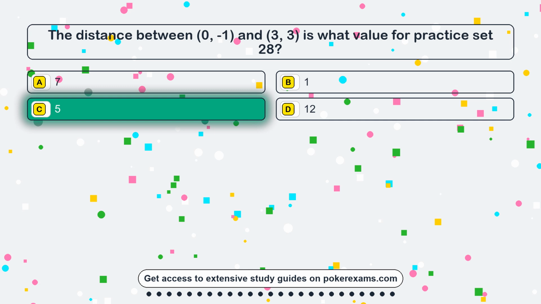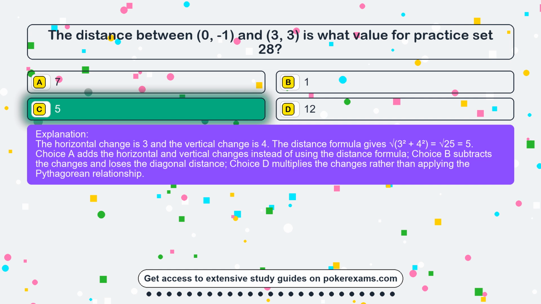The correct answer is option C, 5. The horizontal change is 3 and the vertical change is 4. The distance formula gives the square root of 3 squared plus 4 squared, equals the square root of 25, equals 5. Choice A adds the horizontal and vertical changes instead of using the distance formula. Choice B subtracts the changes and loses the diagonal distance. Choice D multiplies the changes rather than applying the Pythagorean relationship.